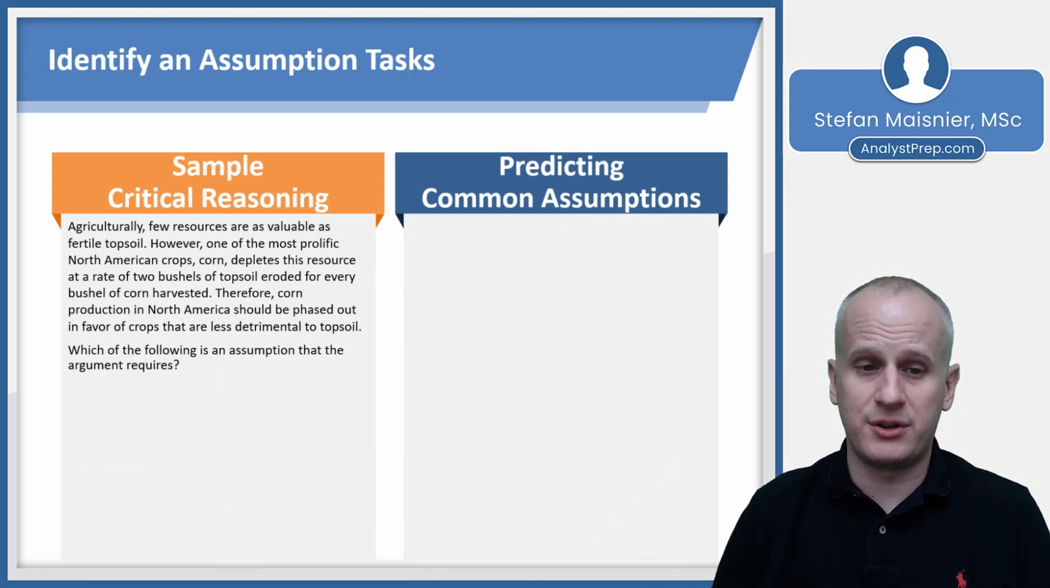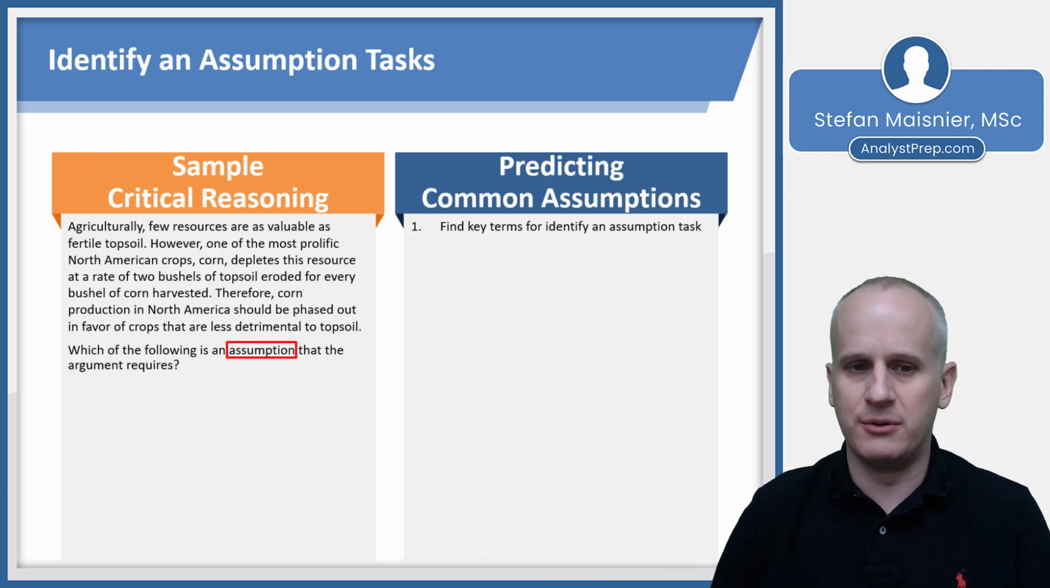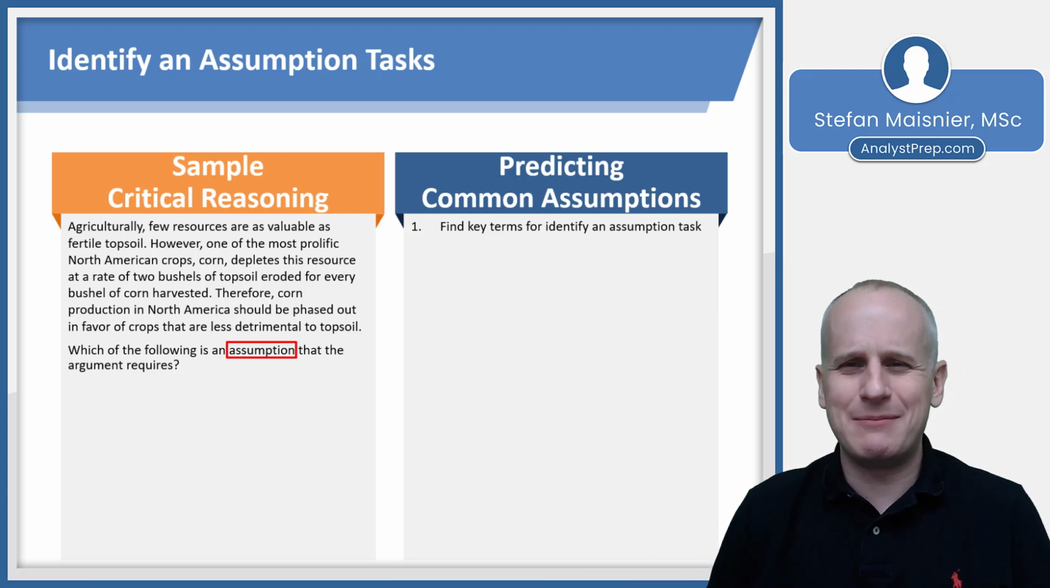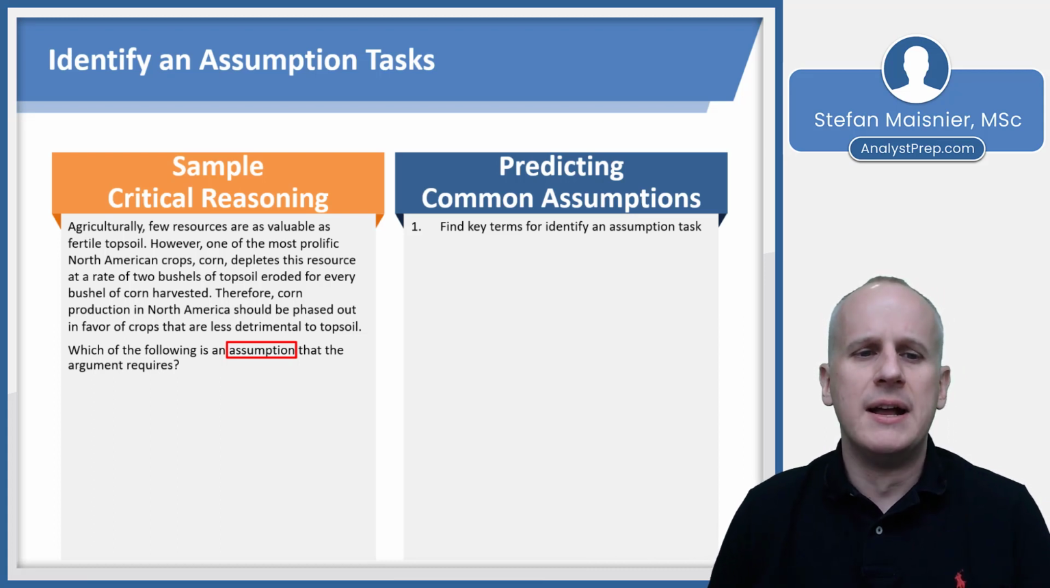So, as always, we start with the question stem. We've got, which of the following is an assumption that the argument requires. So, we see the key term identifying an assumption task. That tells us we've got an assumption task. It's pretty straightforward. So, let's begin reading the paragraph.